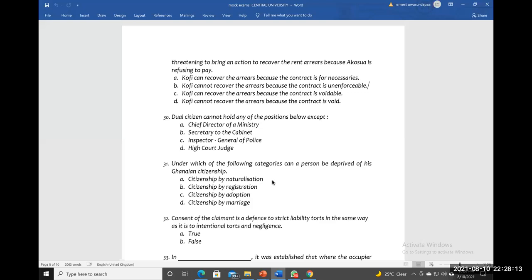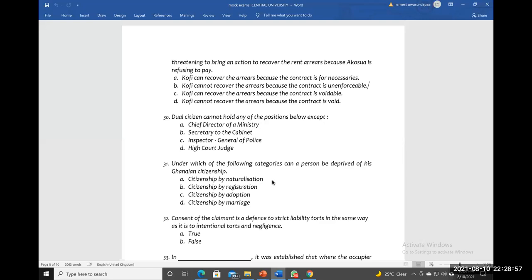But then who is eligible? Who qualifies to apply for naturalization? Look at section 14. To be eligible for naturalization, the following should apply. A, the person must have resided in Ghana throughout the period of 12 months immediately preceding the date of the application. So at least you should have been in Ghana 12 months before you put in the application. B, during the 7 years immediately preceding the period of 12 months, he has resided in Ghana for a period amounting in aggregate to not less than 5 years.